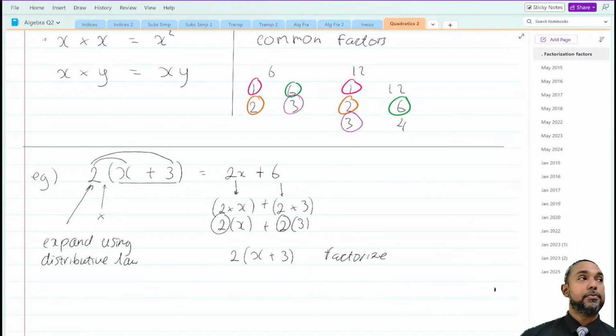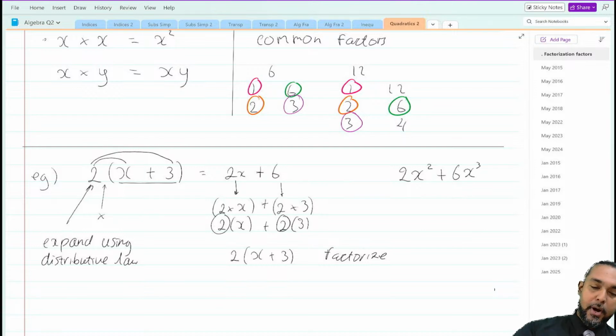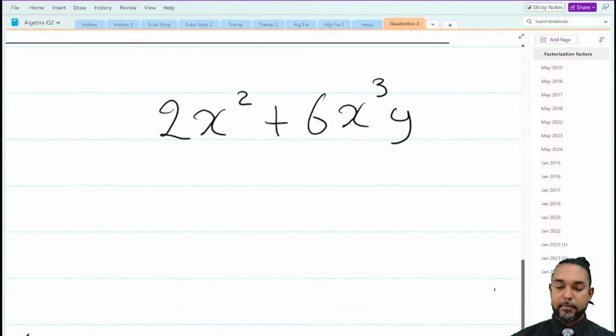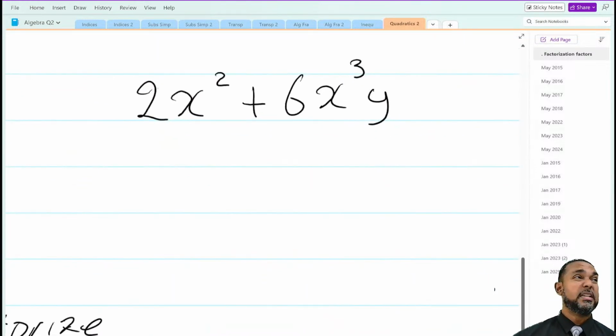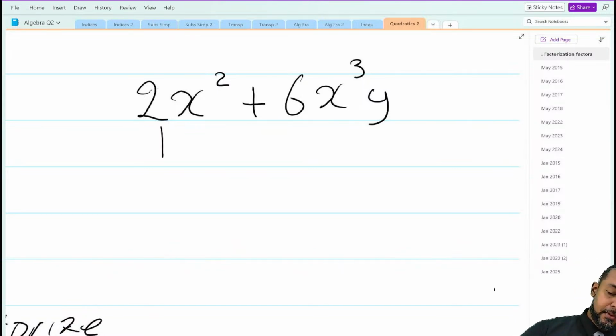Now, most of the stuff you will see will have two terms, and they will also have powers. Let's do one with powers. Let's say we had 2x squared plus 6x cubed y. So here is a little more involved because now we have indices, right? So if you break it down into its components.